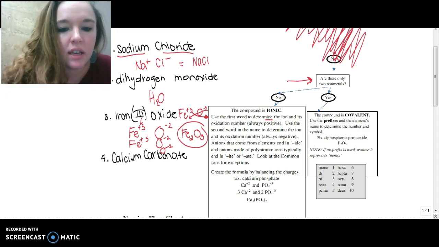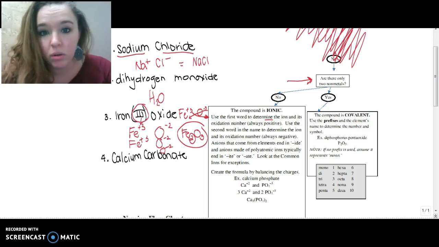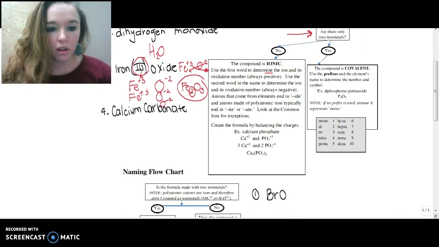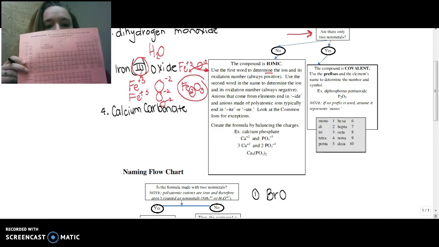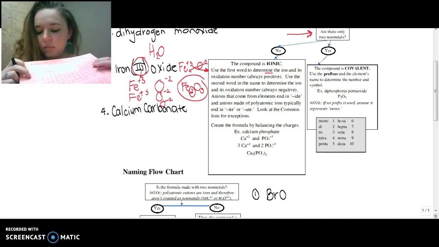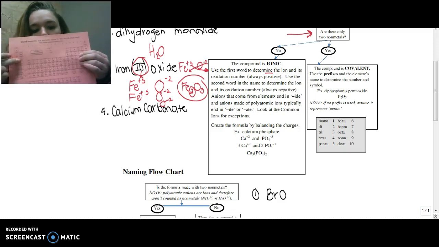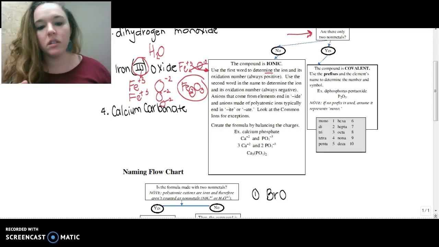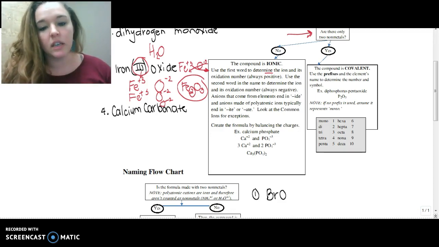Notice that the subscript of 2 does not necessarily match the Roman numeral of 3. And the last one here, are there two nonmetals, calcium carbonate? Well, you will find that calcium is on the metal side of the periodic table. It's right here. And carbonate ends in ATE.